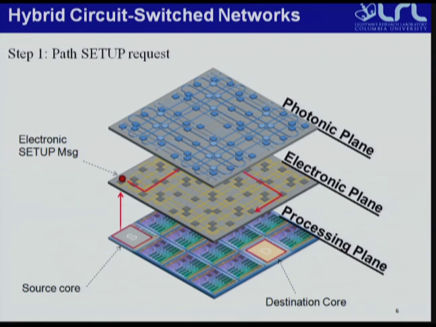If we have a core that wants to send data to another core, what it does is send an electronic setup message, which is very small, on this electronic control plane until it gets to the destination core. And as it travels along the electronic control plane, it's reserving resources on the photonic plane up here. So when it gets there, we know that all the photonic resources have been reserved for this end-to-end circuit path.